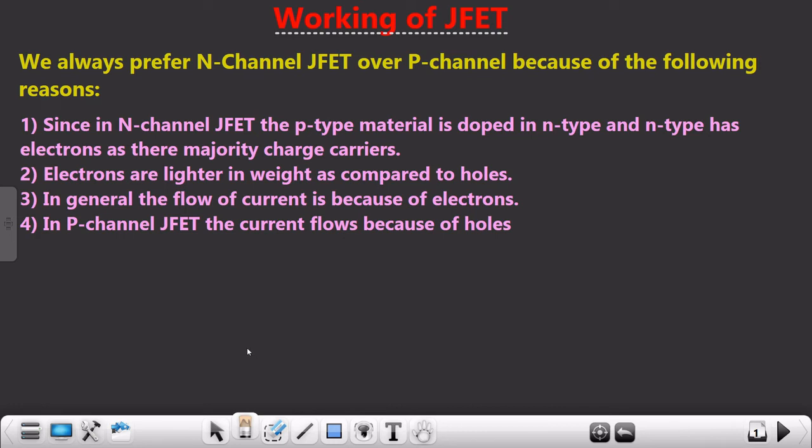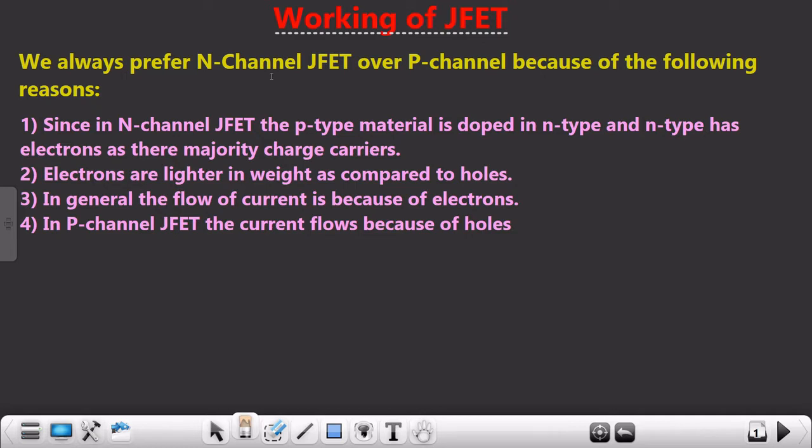In this particular section, we are going to cover all of the concepts that fall under this topic, that is working of JFET. But before coming to this topic, we need to first consider one type of JFET, and then we need to understand its working. Either we need to go with N channel JFET, or else we need to go with P channel JFET.